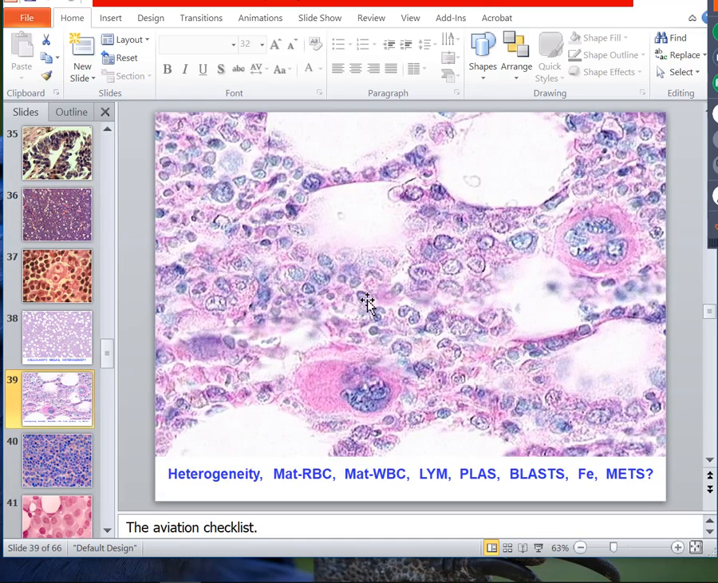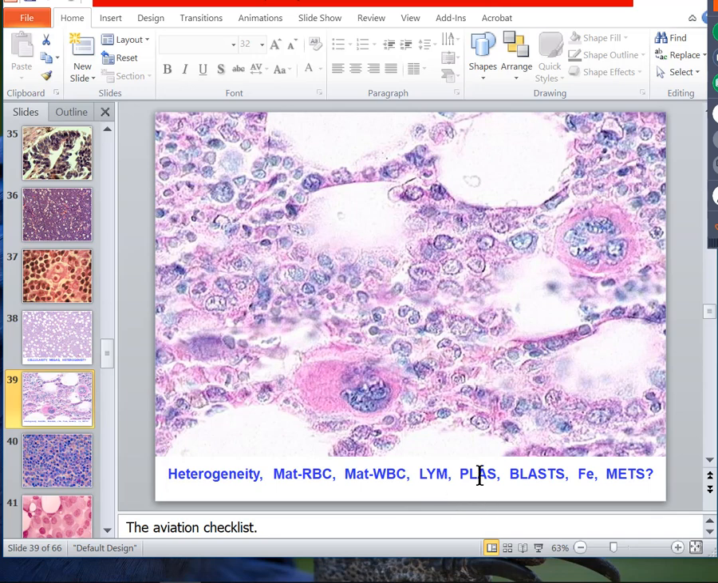Okay, here's a bone marrow. And you know, when you look at a bone marrow, it's like flying in an airplane. You have to go through a checklist of normal features. In other words, are all the cells heterogeneous? Do you have big cells, little cells? And then you say, could you see the maturation of the red series, as the nucleus gets smaller and denser, and also the maturation of the granulocytic series, where you go from basically blast to mature polymorphonuclear leukocytes? Is there a normal number of lymphocytes?